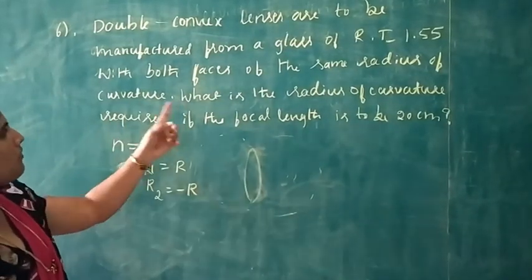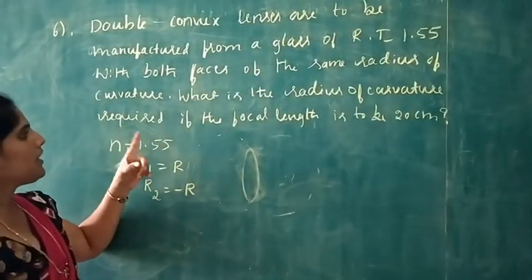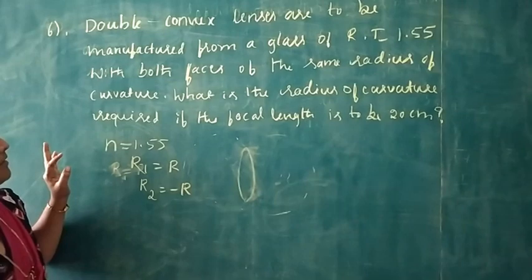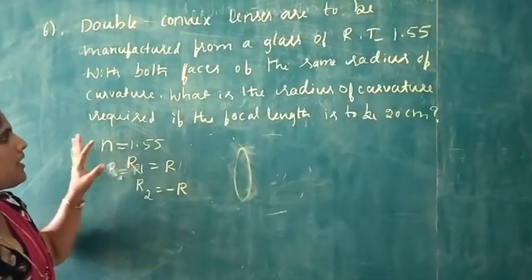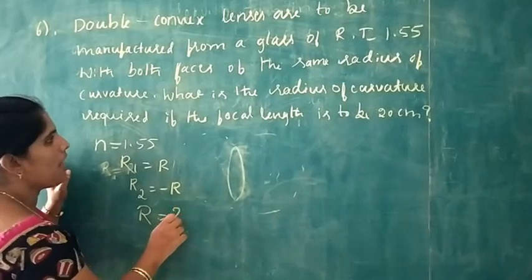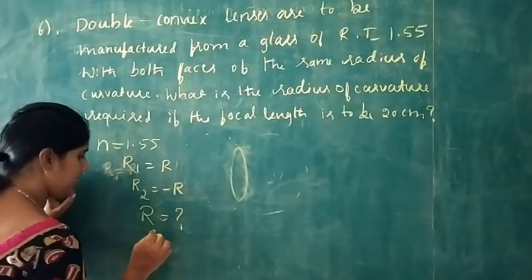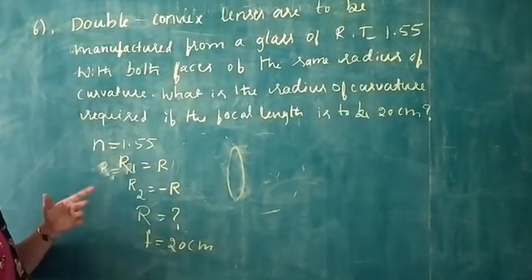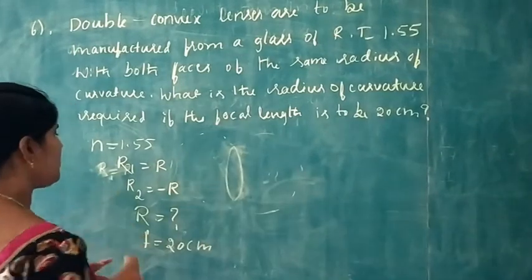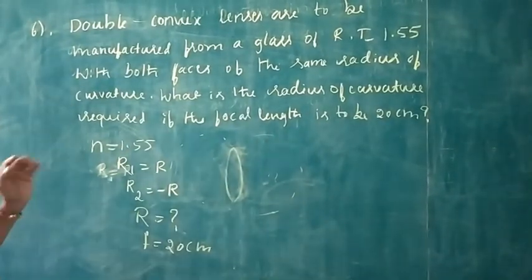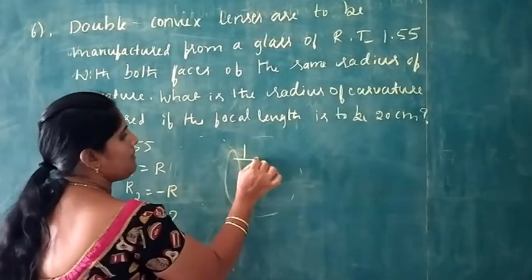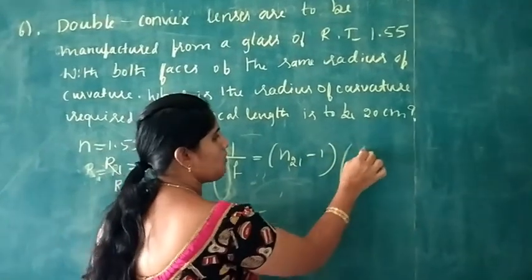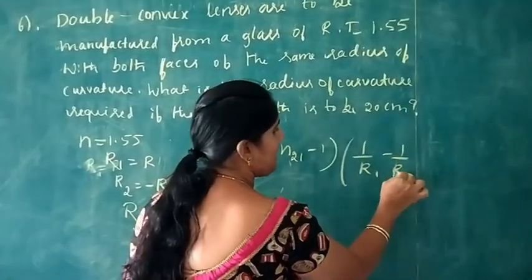What is the radius of curvature required if the focal length is to be 20 centimeter? That is, what is the value of R if the focal length is to be 20 centimeter? If f is equal to 20 centimeter, then what is the value of R? So first, for this we use the lens maker's formula, that is 1 by f is equal to n21 minus 1 into 1 by R1 minus 1 by R2.